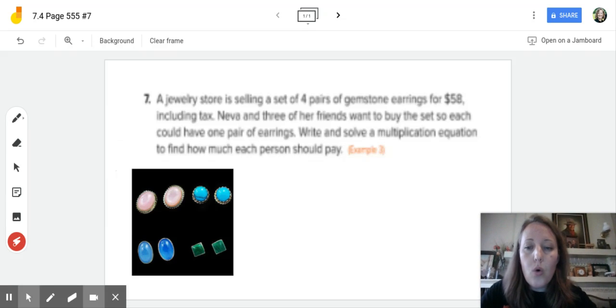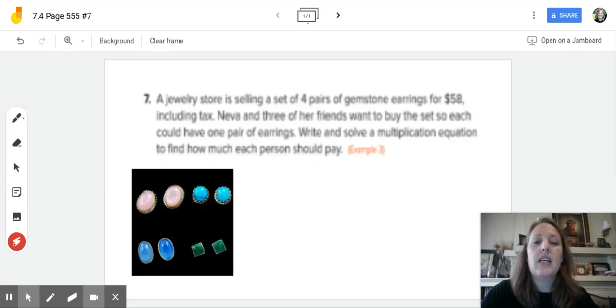And that whole set, right? That whole thing is $58, including tax. Neva and 3 of her friends went to buy the set so each could have 1 pair of earrings. Makes sense. Write and solve a multiplication equation to find how much each person should pay.